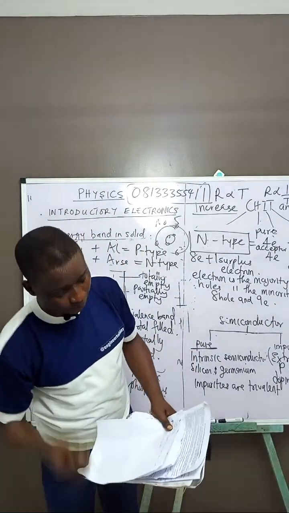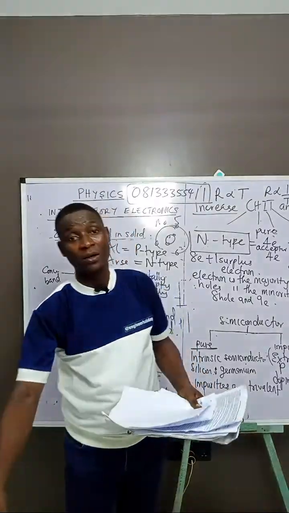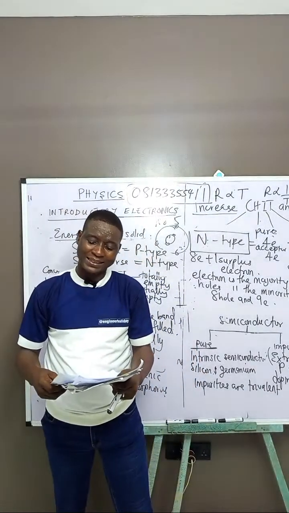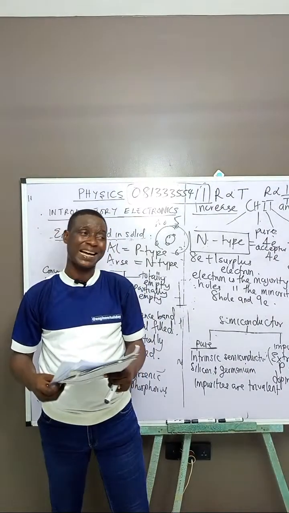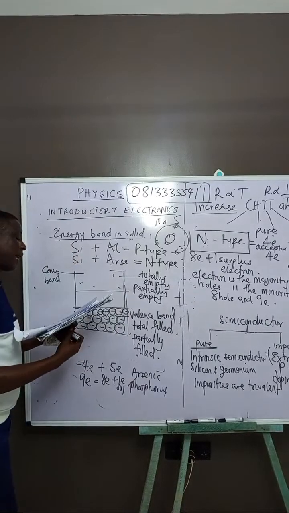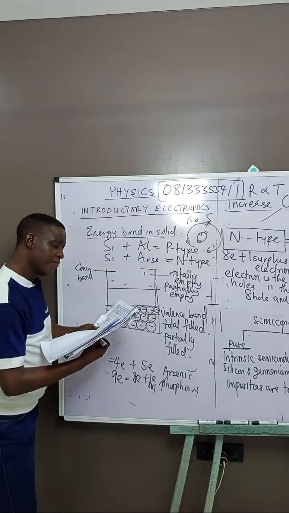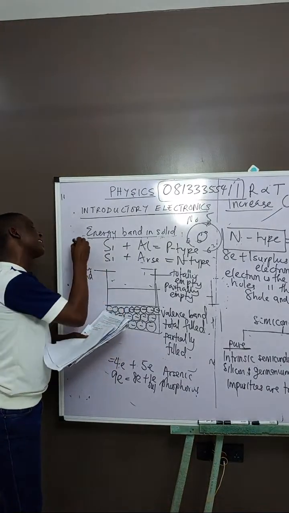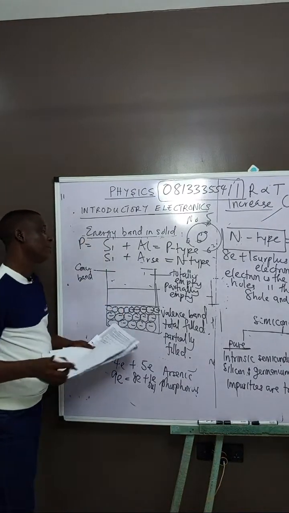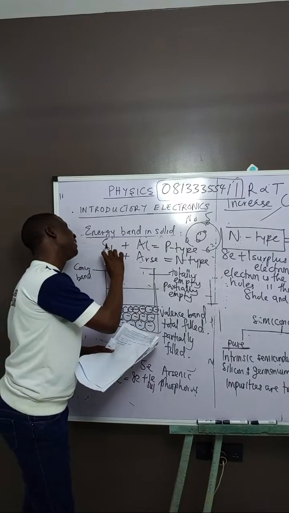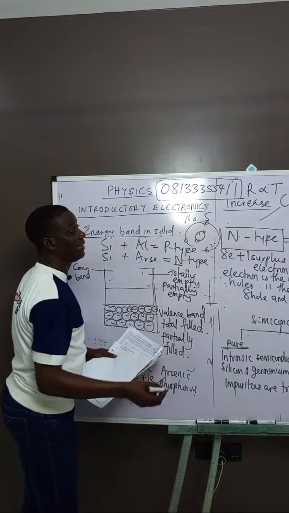Holes are majority carriers, while the electrons are the minority carriers in p-type. That means holes are what? Majority carriers, while electrons are what? Minority carriers in p-type. Why? In n-type, electrons are majority carriers. That's what we call n-type.